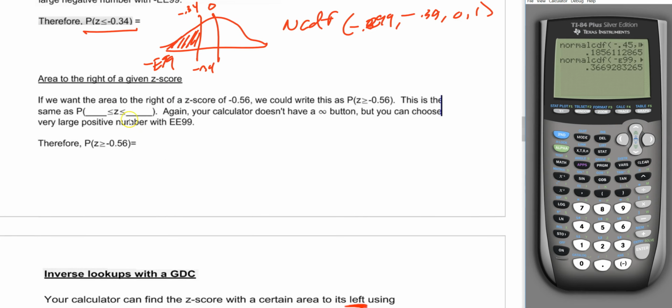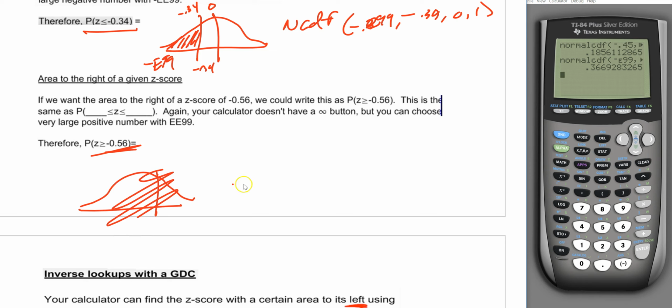I'll do the same thing here. This one says greater than. I won't go through the motions, but the same idea. Right, so you want greater than 0.56. So it's a bad graph. So we're doing normal one, so that's 0. Negative 0.56 is to the left.